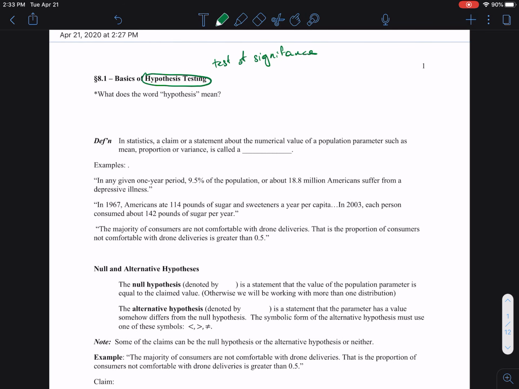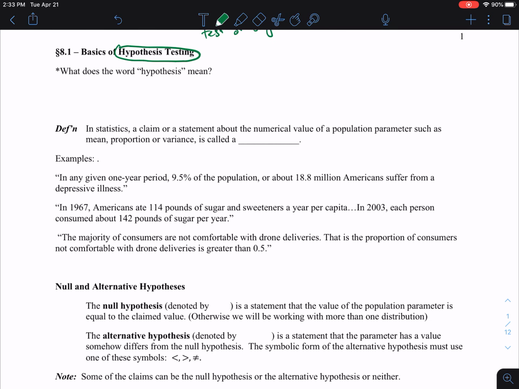What does it mean to test for significance? That's another way most people know what hypothesis testing in statistics is: we look for evidence in the sample data. Is the sample data significant enough for us to reject or not reject the null hypothesis? That's another way of looking at hypothesis testing.